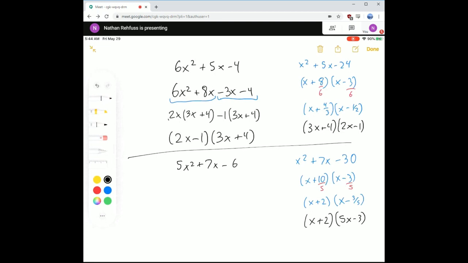And that feels a little magical, but it's also pretty easy, and it produces the right answer. Over here, again, I ask, what multiplies to 5 times negative 6? So what multiplies to negative 30 and adds up to 7? Again, the answer is 10 and 3.